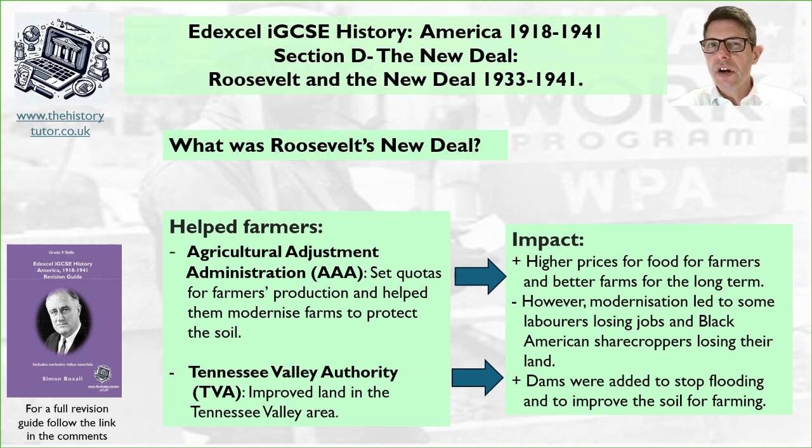However, by modernising their farms, it also meant they had equipment they needed fewer labourers. This meant that people could lose their jobs as labourers on the farms. Often black American sharecroppers lost their land or black labourers lost their jobs disproportionately.